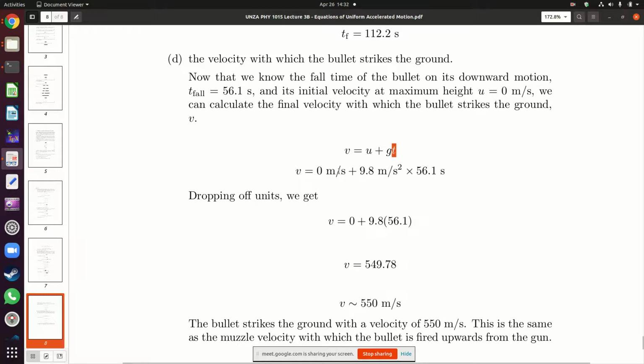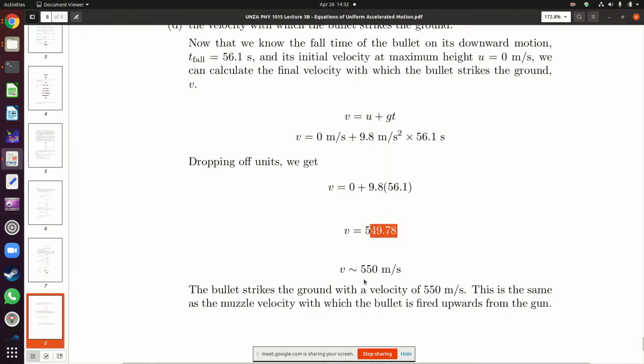So you have V equals 0 meters per second plus 9.8 meters per second squared times 56.1 seconds, like this. So we end up with V equal to 0 plus 9.8 multiplied by 56.1. So there's 0 there, then 9.8 times 56.1, you end up with the velocity V, which is equal to 549.79. This 549.79 is roughly 550 meters per second. The 550 meters per second is the velocity with which the bullet strikes the ground.